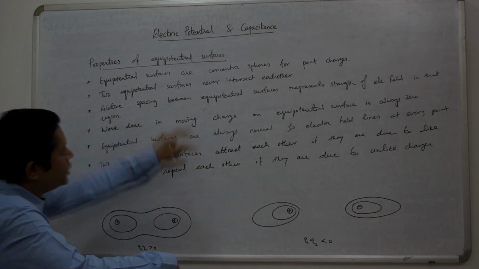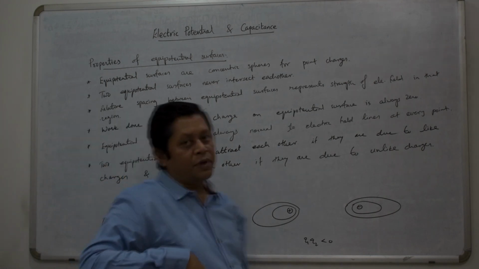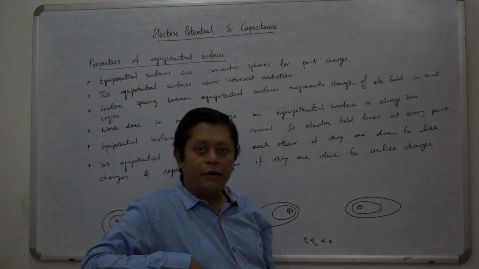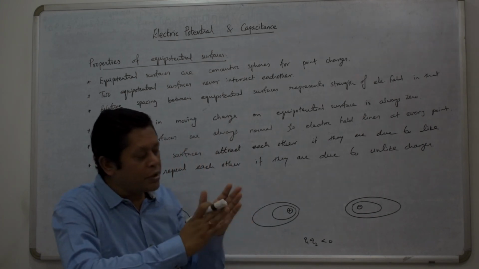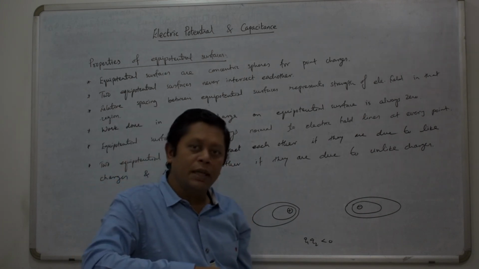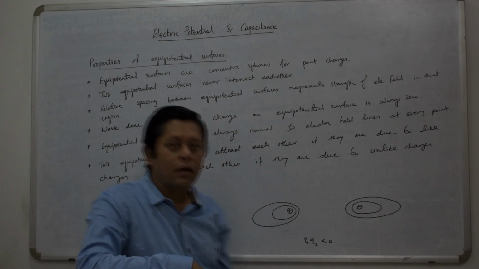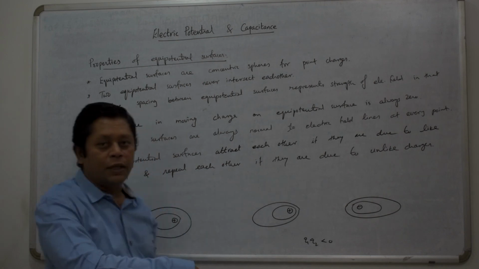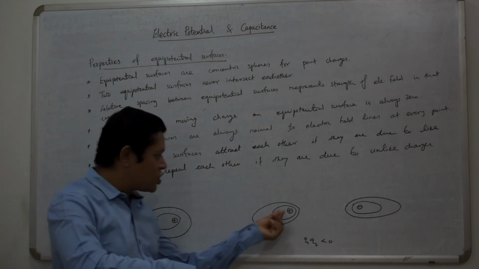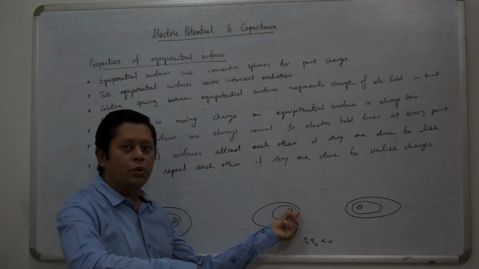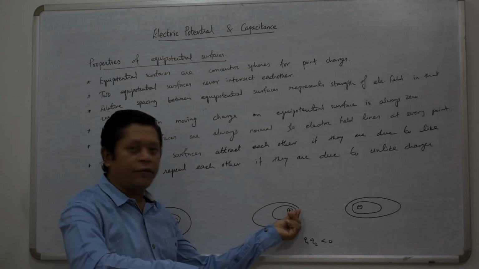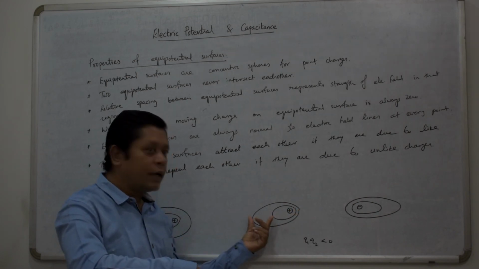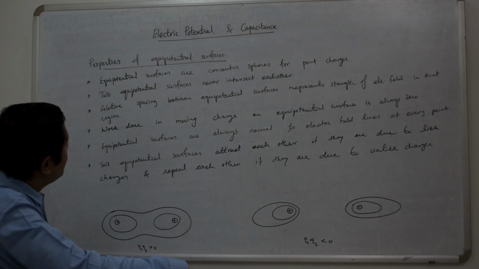Another thing, the relative spacing between the equipotential surfaces represents the strength of the electric field in that region. It means that if two equipotential surfaces are closer to each other, the electric field in that region is stronger. If the spacing is more, then the field strength in that region is less. You can see here near the charge, the equipotential surfaces are closer to each other, which means in this region the electric field strength is more. Here the electric field strength is less.